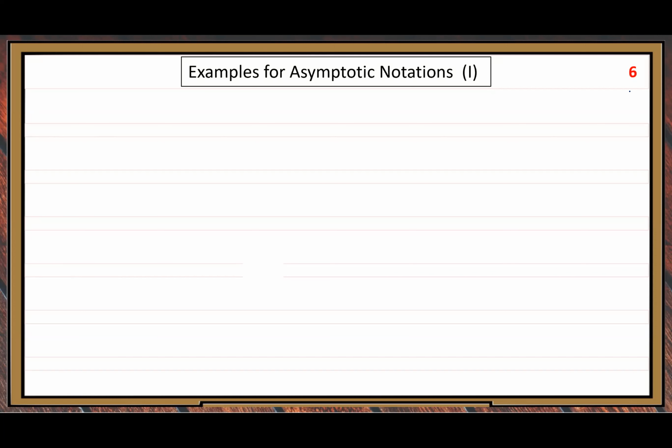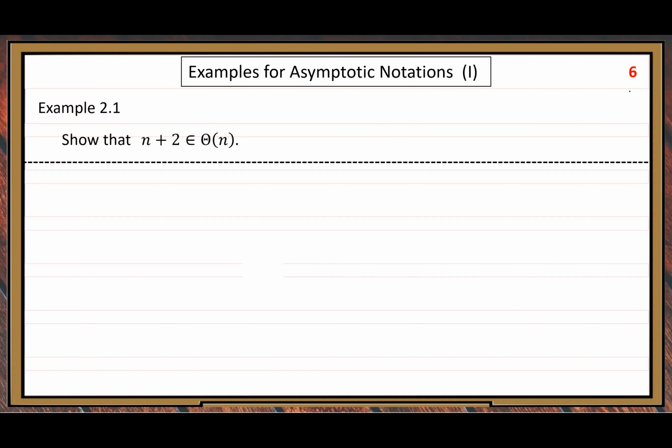Part one, examples. The first example, I want to start with a very simple example. Show that n plus 2 belongs to big theta of n. This question is very simple, right? N plus 2, that's our f function. So our f of n equals n plus 2, and our g of n equals n.